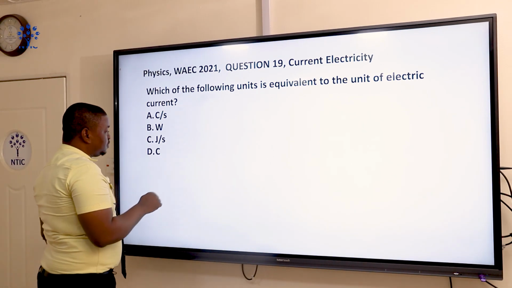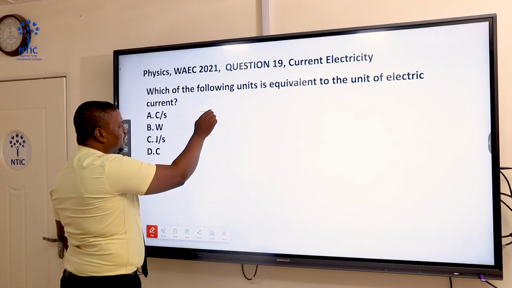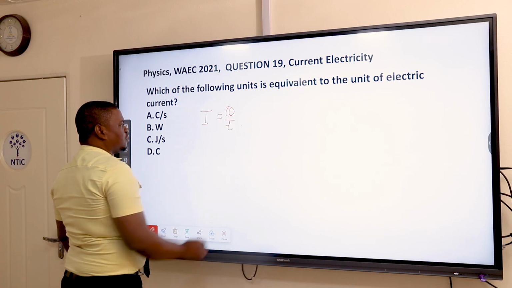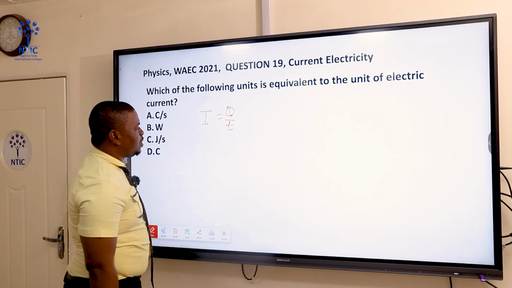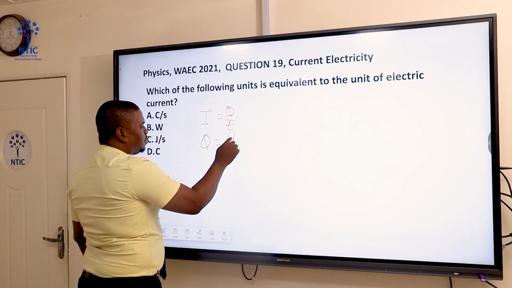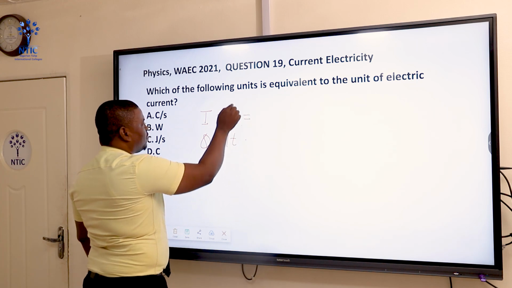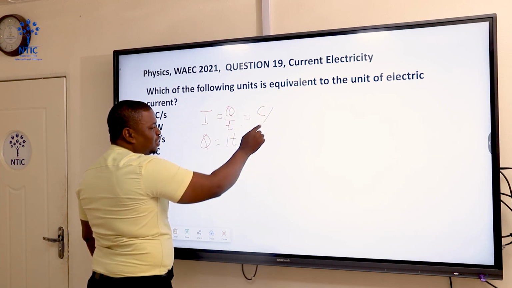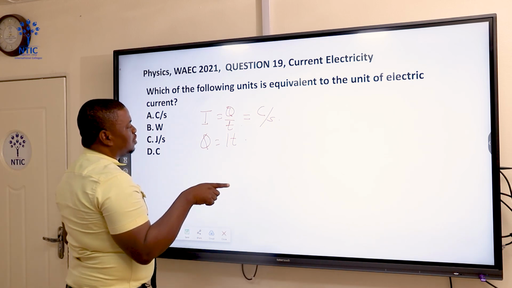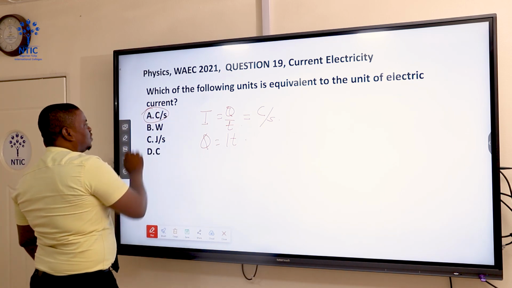Which of the following units is equivalent to the unit of electric current? Now, we know that current is the amount of electric charge passing through an area per unit time. So it means that I is equal to Q over T, and Q is equal to IT. Q is measured in coulombs, and time is measured in seconds. So the other unit of current is coulombs per second, which is A, also known as amperes.